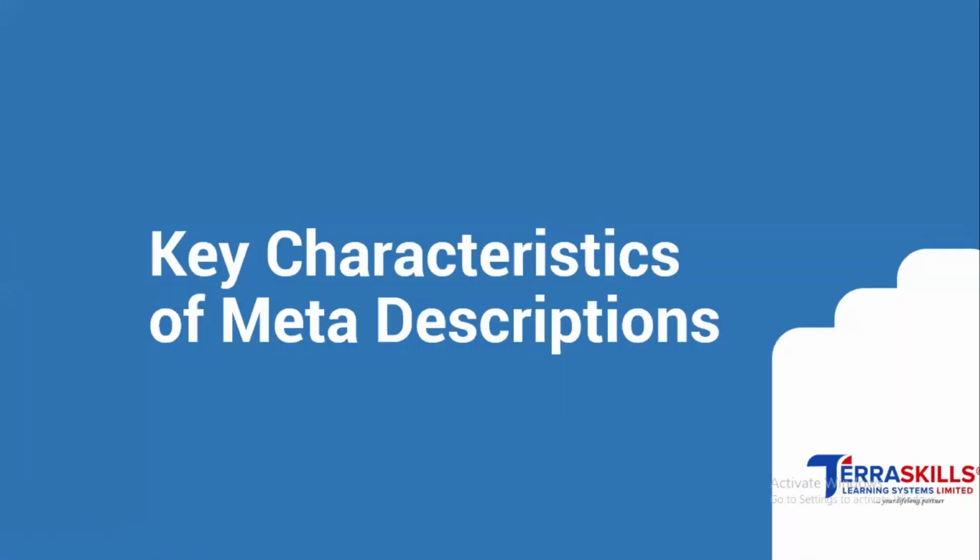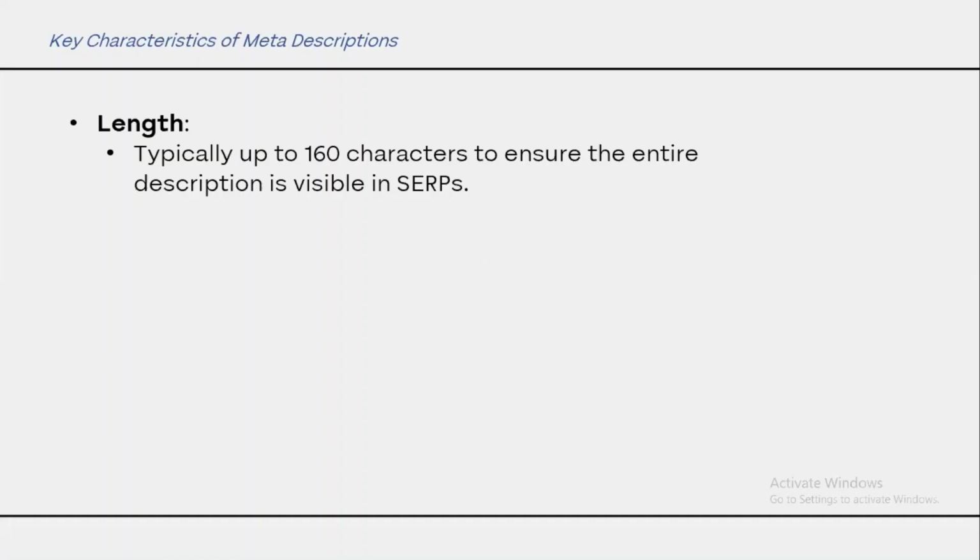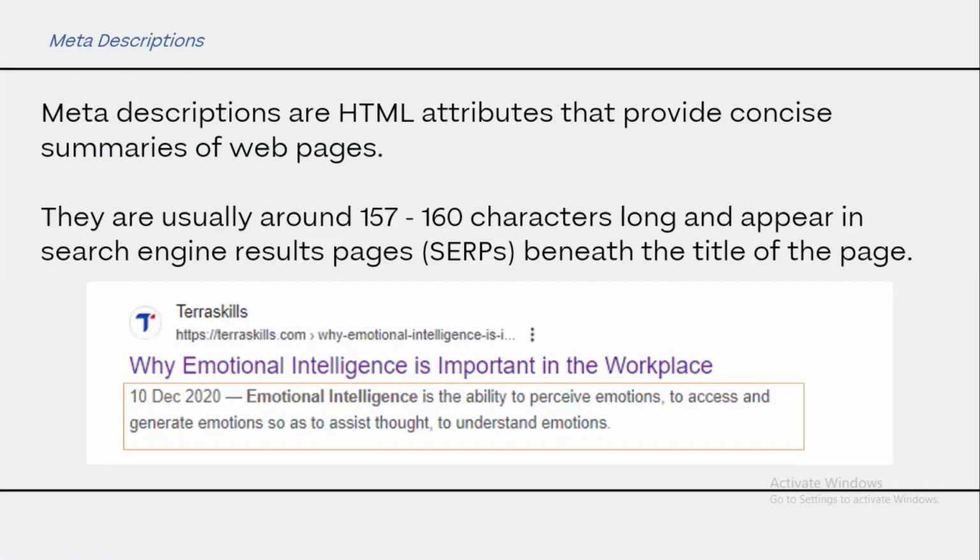So what are the key characteristics of meta descriptions? Number one, the length. Like we said earlier, maximally, it should be 160 characters to ensure the entire description is visible in search engine result pages. If you go back here, you'll see that we have the entire meta description shown here. If it's longer than 160, the search engine result page will definitely reduce it, and you'll be seeing the dots.